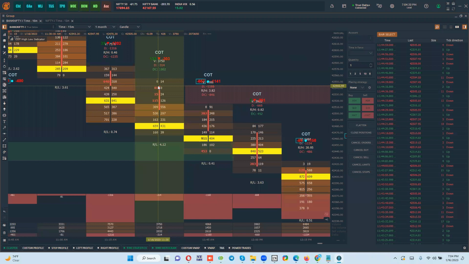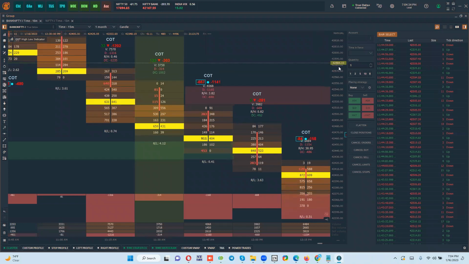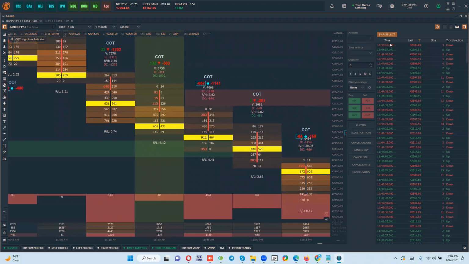42,543.3 as the open price. I don't know whether the market went up early or later; let us see that as well. The high of this particular candle was 42,547, and the low was 42,470.30. Now, how do we calculate the COT low and COT high?